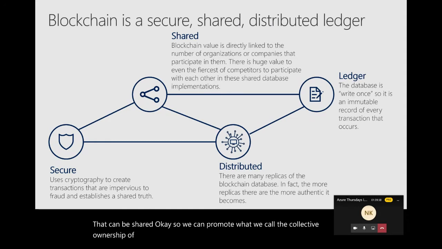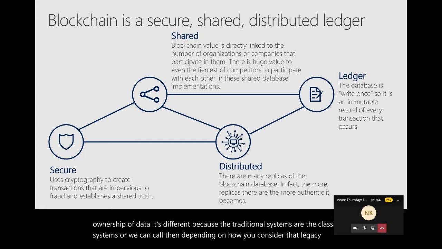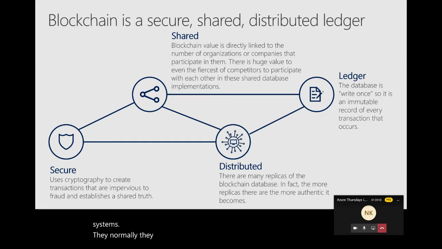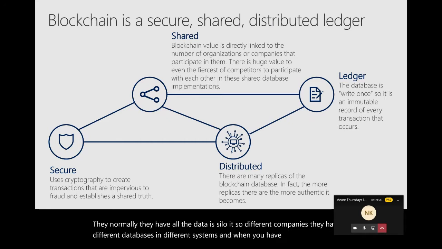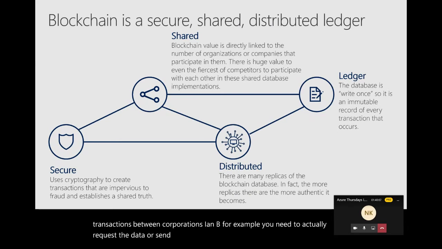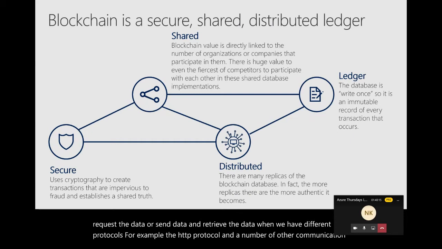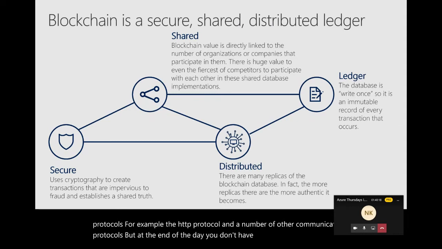It's different because the traditional systems, the classic systems, or we can call them, depending on how you consider that, legacy systems, normally have the data siloed. So different companies have different databases and different systems. And when you have, let's say, transactions between corporations A and B, for example, you need to actually request the data, send the data, and retrieve the data, and we have different protocols, for example, the HTTP protocol and a number of other communication protocols. But at the end of the day, you don't have the full visibility and ownership considering the data that you are interested in.